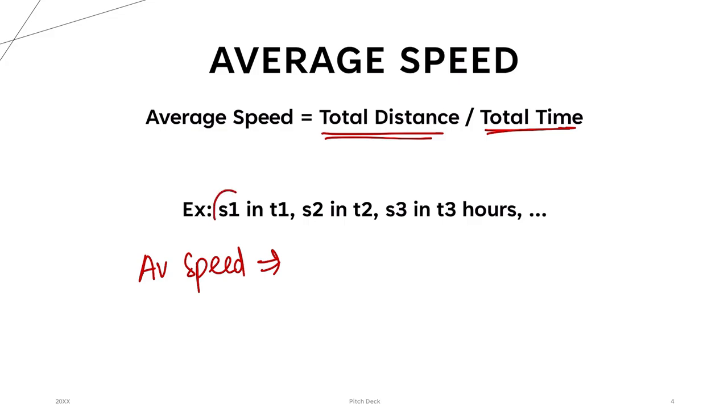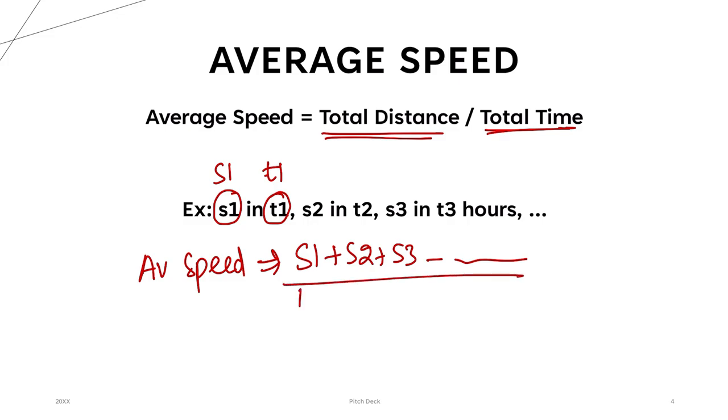Now, if S1 is the distance covered in time T1, and S2 is covered in T2, what is the total distance? S1 plus S2 plus S3 and so on. Total distance upon total time, which is T1 plus T2 plus T3, and so on.